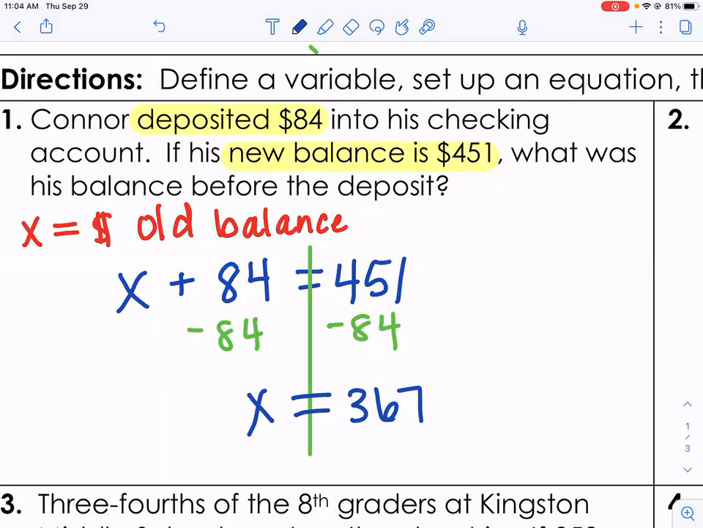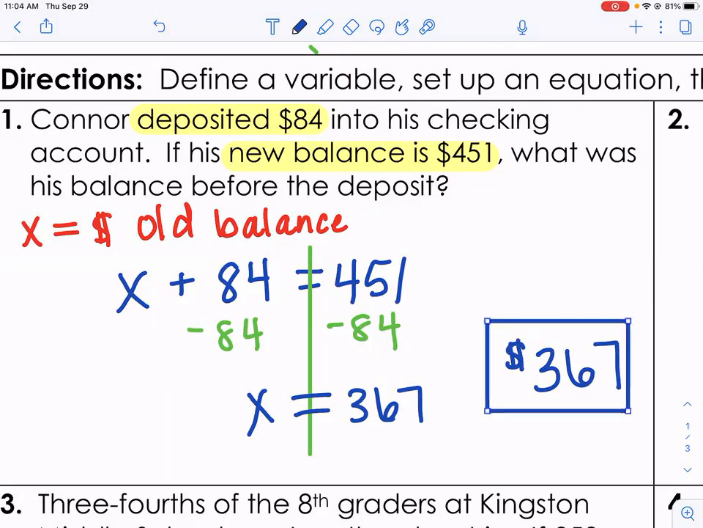Okay, his old balance is $367. We need to make sure that we put the money sign there.